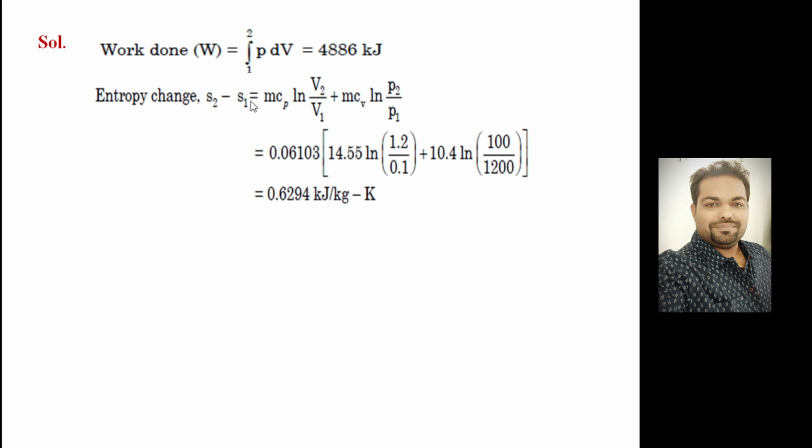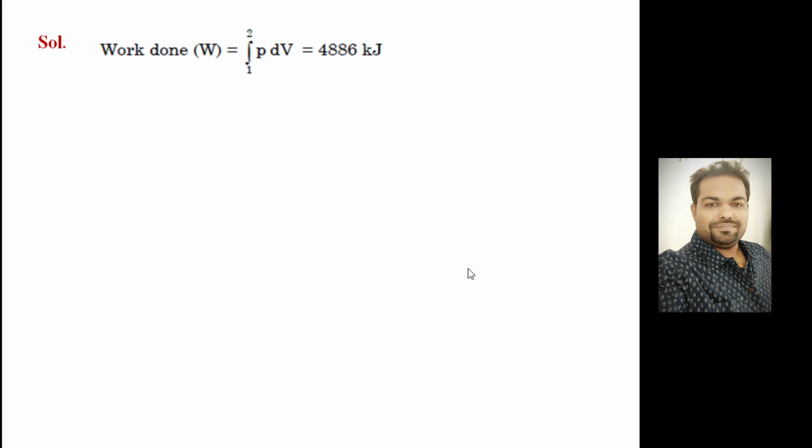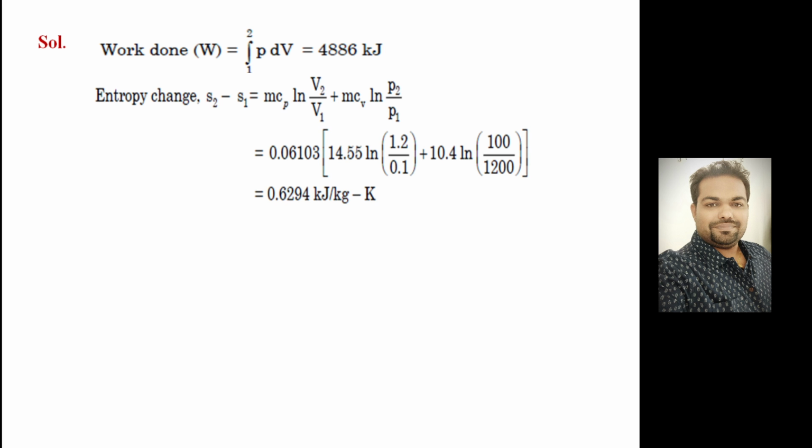Change in entropy is equal to m cp ln of V2 by V1 plus m cv ln of P2 by P1. This formula can be applicable to a general thermodynamic process. So V2 by V1 is nothing but basically P1 by P2, right? And those things are already given, so you can use those and substitute the values here. All right. So like that one can easily solve this problem.